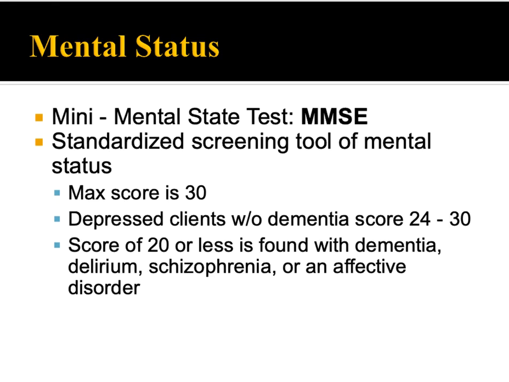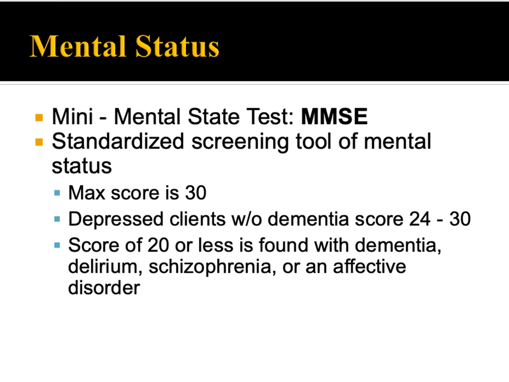Okay, a couple examples of tests that we're going to do. The Mini-Mental, most of you are probably familiar with the Mini-Mental. It's a standardized screening tool. The maximum score is 30. Depressed clients, even without dementia, can score somewhere between 24 to 30. So what that tells us is that there are some patients who may not have dementia but do have depression, and they're going to score lower on the test.